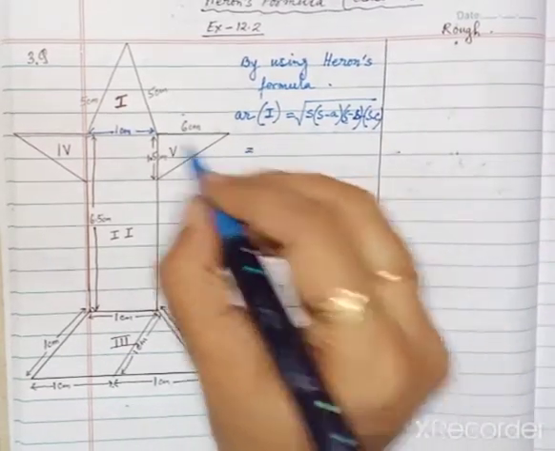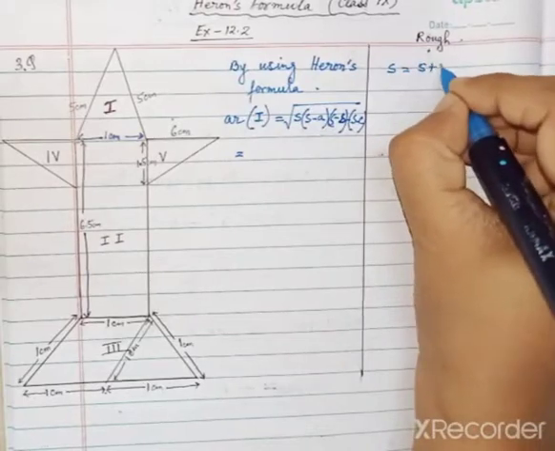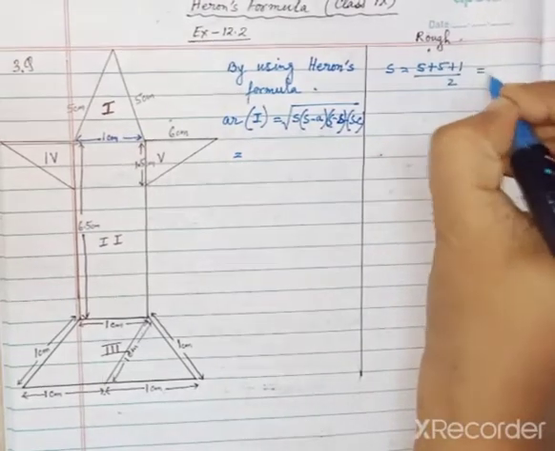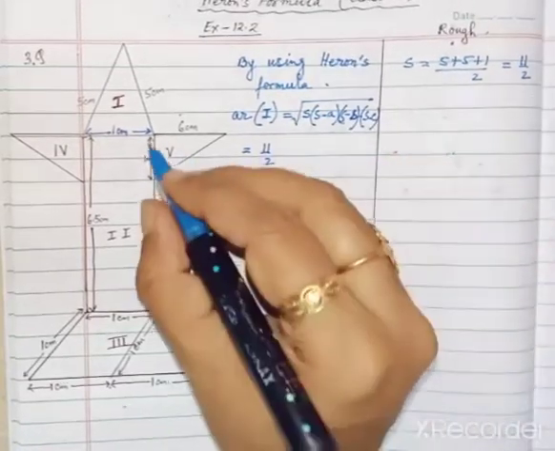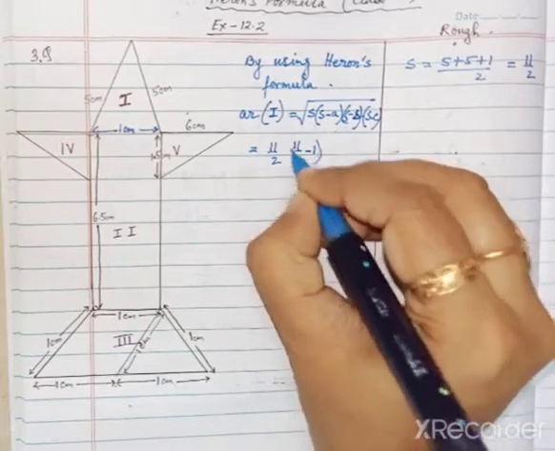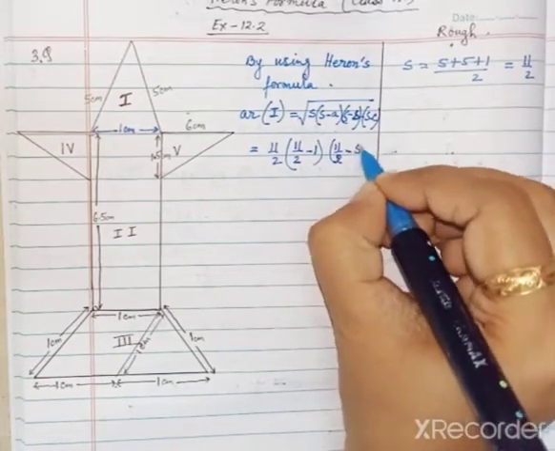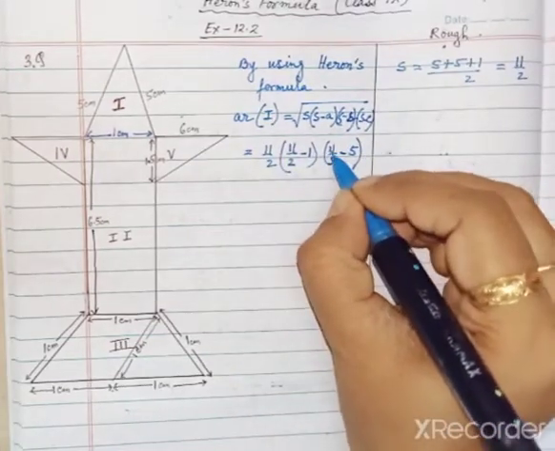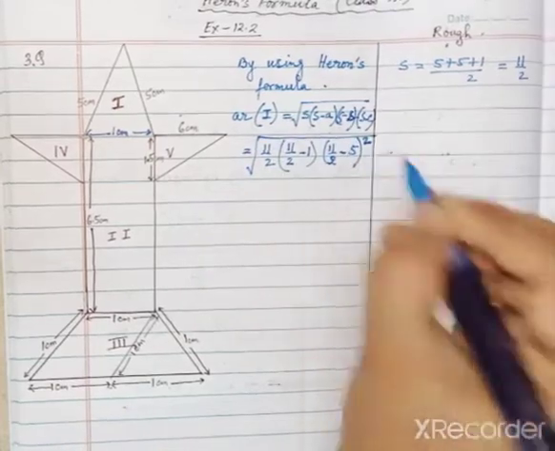S means the semi-perimeter. So the semi-perimeter is 5 plus 5 plus 1 by 2, and that equals 11 by 2. So S minus A is 11 by 2 minus 1, and 11 by 2 minus 5, again minus 5 for the same side. So we can take the square of that, and overall the root is over it.